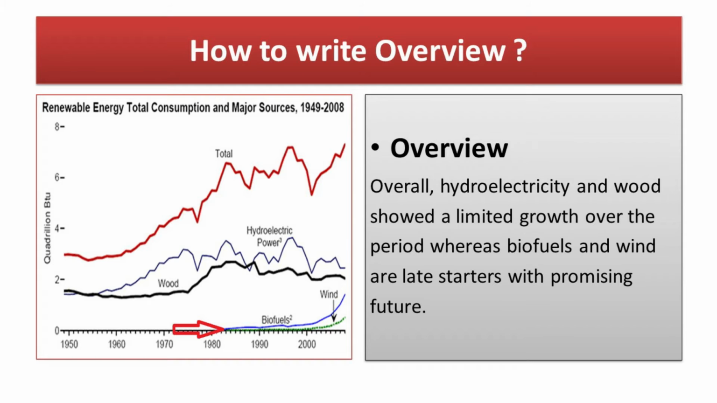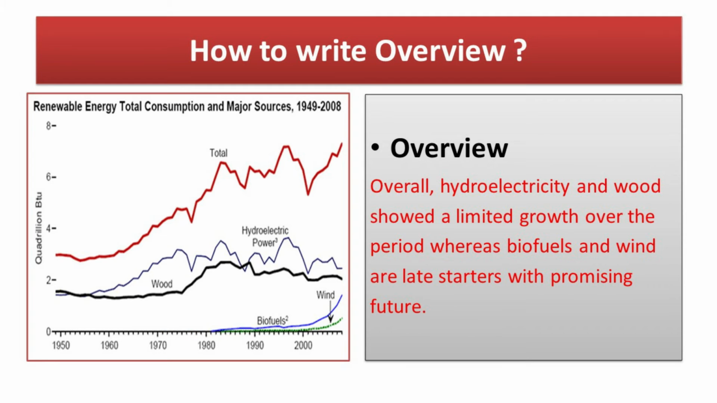Both of them started late because they started in 1980. But their growth is substantial, their growth is phenomenal. So we can talk about it, but again you don't need to quote the figures here. So our overview will be like here in front of you. Hydroelectricity and wood showed a limited growth over the period, whereas biofuels and wind are late starters with promising future. So this is how you can write the overview.